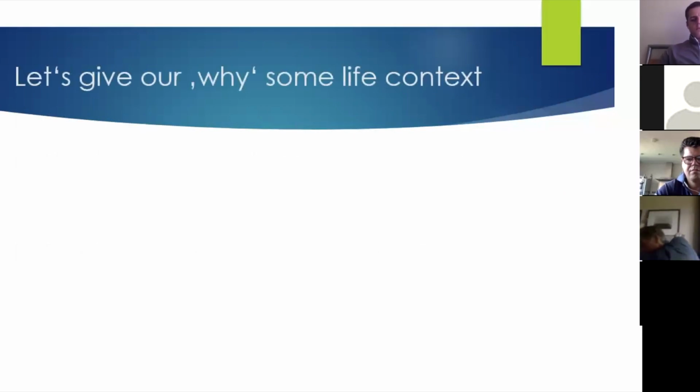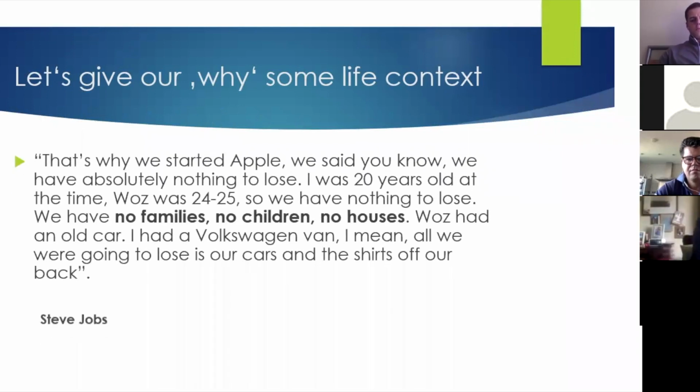So I think we need to give our why some life context. Again, the great Steve Jobs talked about when they started Apple. He said, we're 20, nothing to lose, no families, no children, no houses. Now I'm 51, and I have a family, children, a house, a mortgage, and bills to pay. So my why, my purpose, is always balanced by how my lifestyle looks. How can I manage my why with my lifestyle, with looking after my children, being a good father, being a good husband, paying the bills?